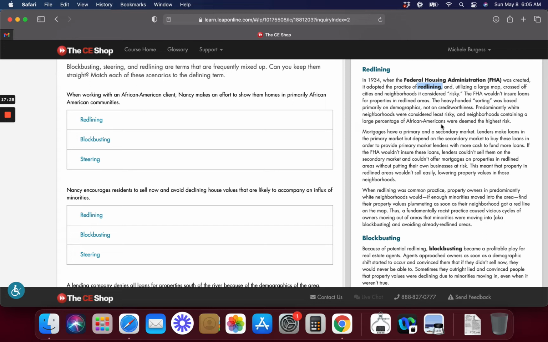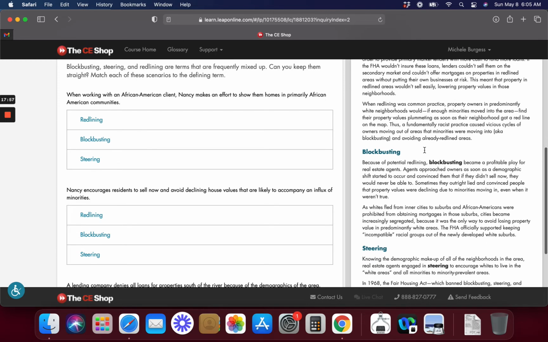Anything will just stall the equity in the home, the property value, when you have that kind of stuff happen. It's not necessarily going to go down right away, but it could. When redlining was common practice, property owners in predominantly white neighborhoods would, if enough minorities moved in the area, find property values plummeting.